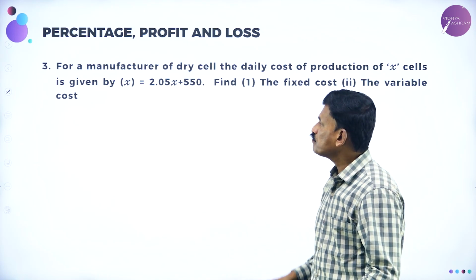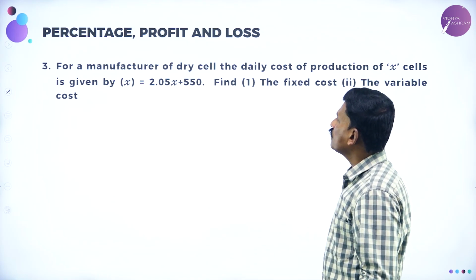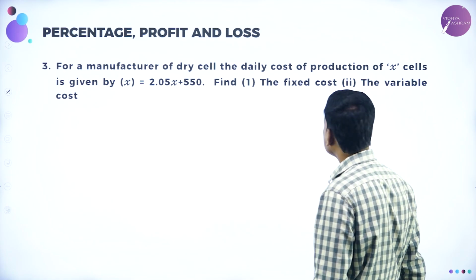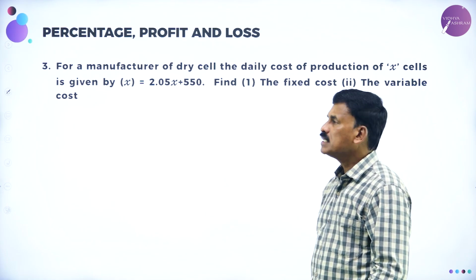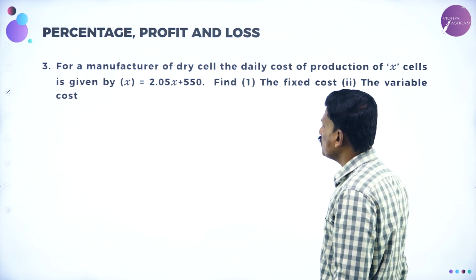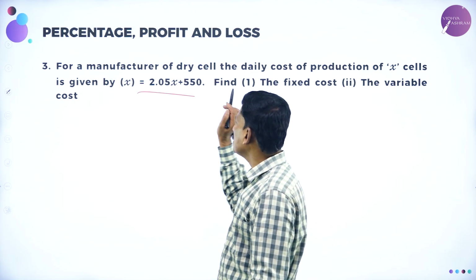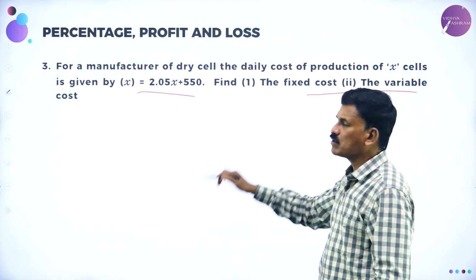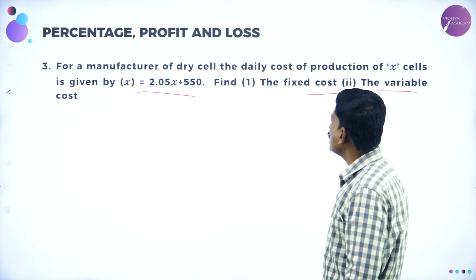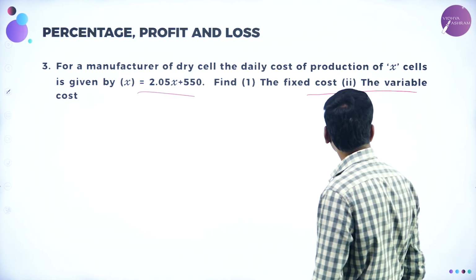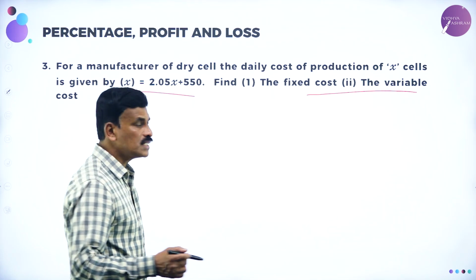What is the problem? For a manufacturer of dry cells, the daily cost of production of x cells is given by C of x is equal to 2.05x plus 550. The equation is given, a linear function. Find the fixed cost and the variable cost. Here, what is required is to find the fixed cost as well as the variable cost. Now, what is given?